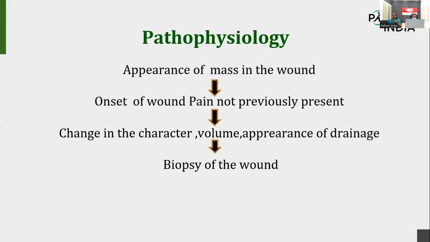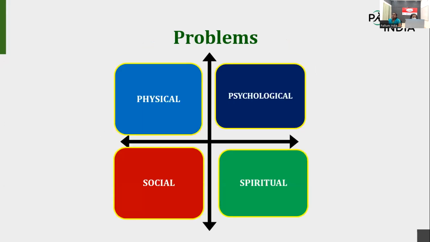So you might be thinking it is granulation tissue, but the patients might have developed pain, and changes in the character, volume, and appearance of the wound will be there. If these changes are there, you can refer the patient to the oncologist to see whether they have a Marjolin ulcer. This is a cancer where cure is possible. So coming to the problems, this is the non-healing ulcer.